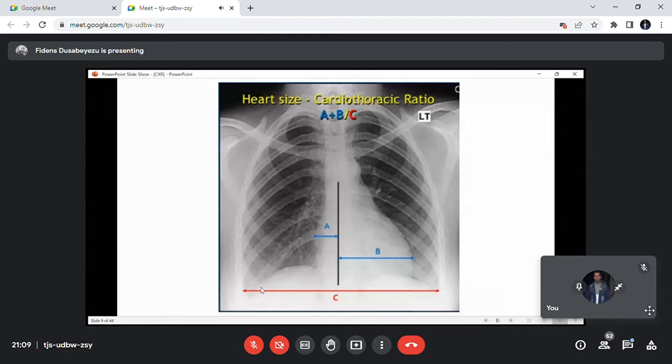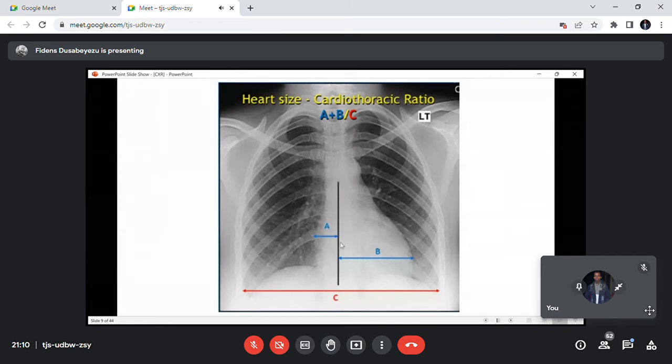Normally, in deep inspiration and PA, that should not go beyond 0.5, half. People don't remember that 0.5 is a half. It should not go beyond the half, 0.5. When it is more than 0.5, you know that it is an enlargement of the heart. That is how it is measured in theory.